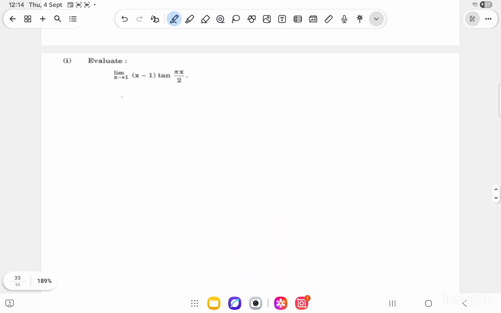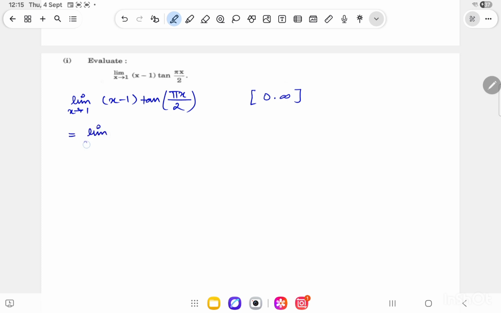The next question asks us to evaluate this limit, limit x approaching 1 of (x minus 1) into tan(pi x by 2). If I put x equals 1 here, I'll be getting 1 minus 1, that is 0, into tan pi by 2, that is infinity. So it is a 0 into infinity indeterminate form. So this limit is basically equal to limit x approaches 1, I can write it as (x minus 1) divided by cot(pi x by 2).